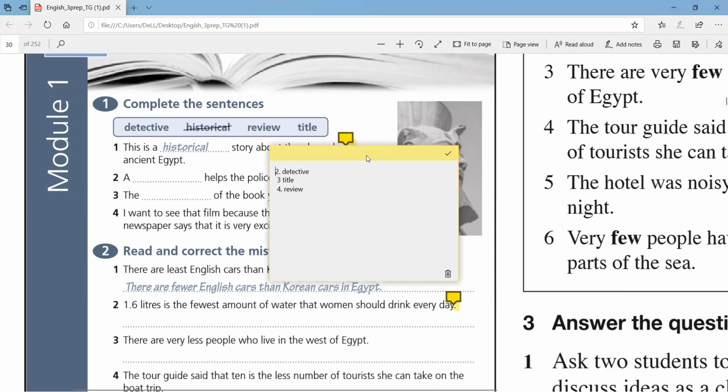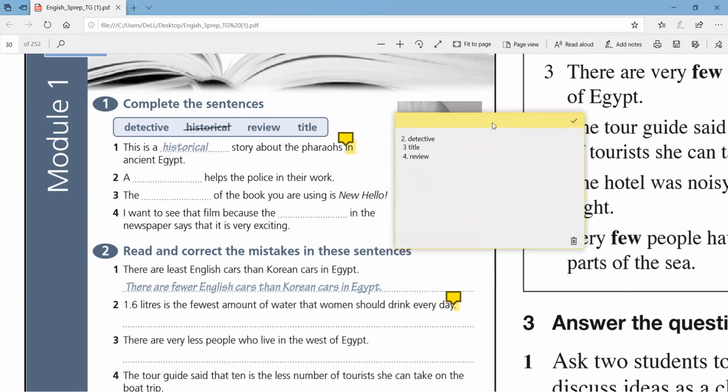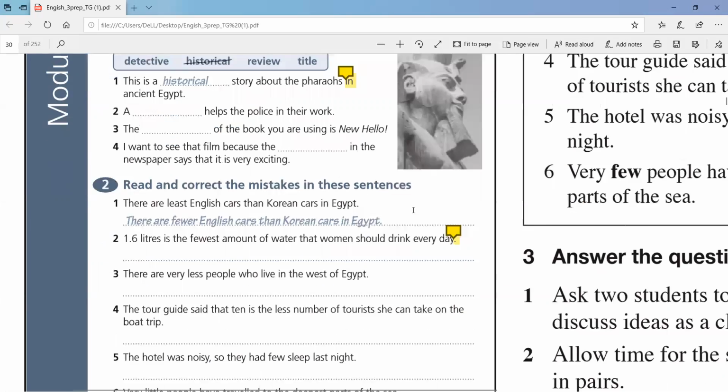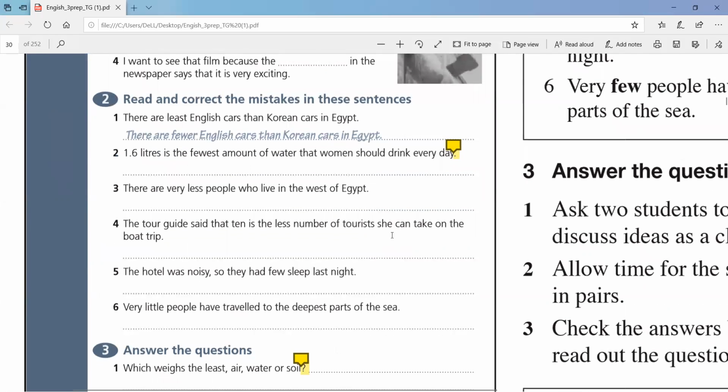So here are the answers. The first one, number two, detective. Number three, title. Number four, review. Okay, now to the second exercise, exercise number two. Read and correct the mistakes in these sentences. The first one is done for you.